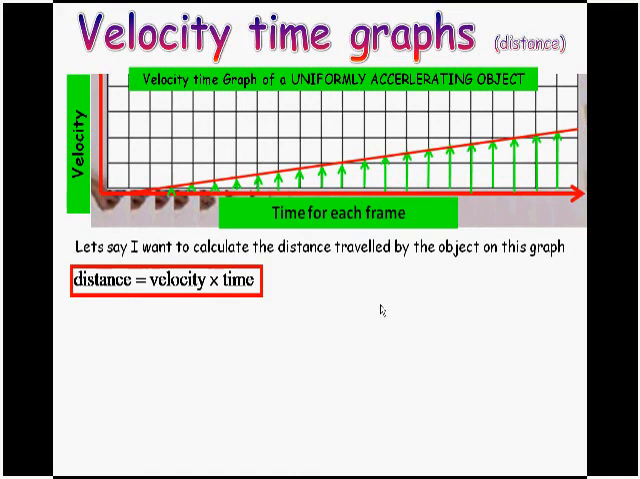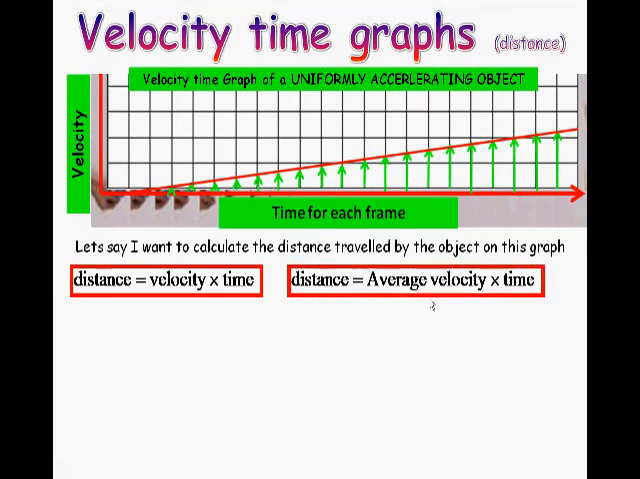So the first thing I need to do is write down my equation. Distance is equal to velocity times time, but I hit a stumbling block because what velocity should I use? The velocity here is 0, the velocity here is 2.3, and there's a whole load of velocities in between. So in order to solve this, I shall use the average velocity. How will I calculate the average velocity?